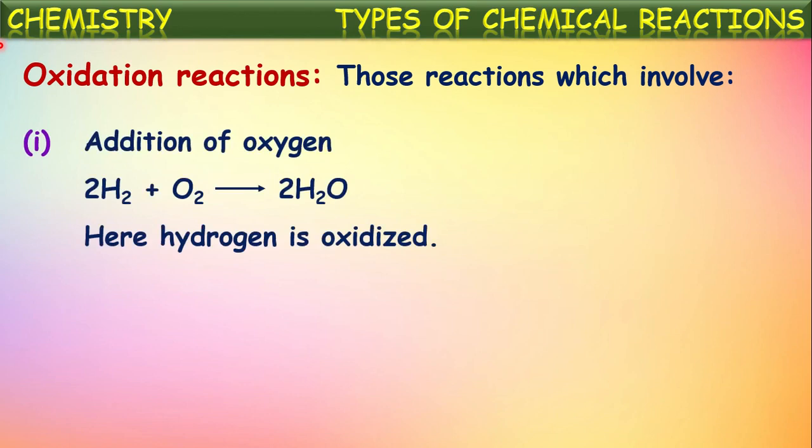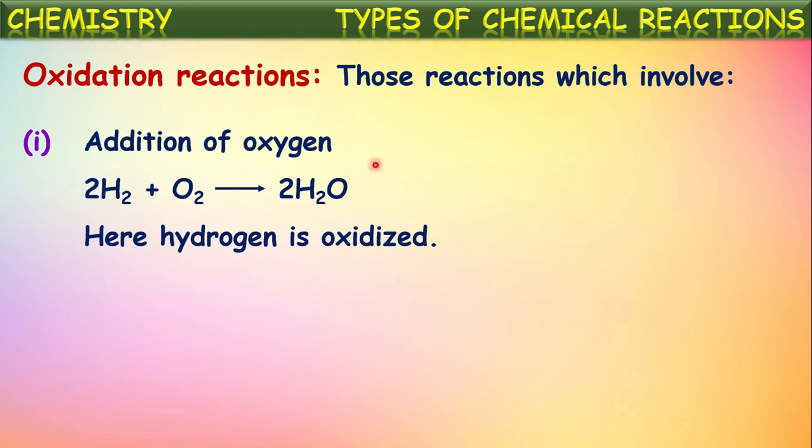First, let us go through the addition of oxygen. The addition of oxygen to a chemical substance is called oxidation. That substance is said to be oxidized. For example, if you see here, hydrogen is added with oxygen to form water. What is happening here? Hydrogen is added with oxygen. This addition of oxygen to a chemical substance is called oxidation. Now we can say here hydrogen is oxidized because hydrogen is added with oxygen for the formation of water. So we can say hydrogen is oxidized to form water.